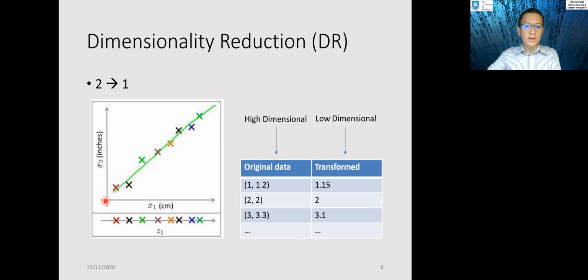What that means is this illustration here. For example, we have 2-dimensional data with x1 and x2. So these are the data points in a 2D plane. And to reduce the dimension to 1 means we reduce the representation of the data from a 2D plane to a line, to a 1-dimensional space. So the data points will be represented by a single number rather than 2 numbers.